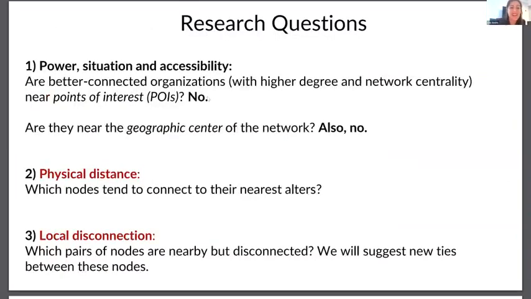Since we are GISc and geo people here, I won't go into too much detail about the nitty-gritty. For power, situation, and accessibility, are better connected organizations near points of interest? Not really. We didn't find strong correlations there. And are they near the geographic center of the network, using mean and median center? Also no. I'll dig a little deeper into the answers to the remaining questions: which nodes connect to their nearest alters, and which pairs of nodes are nearby but disconnected? And we'll suggest new ties between these nodes.